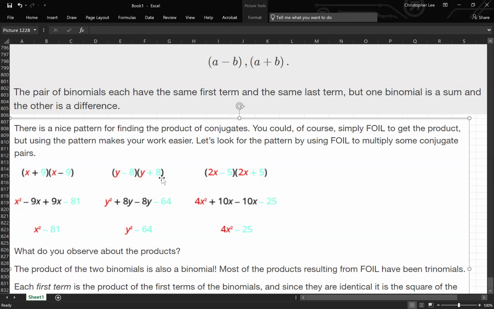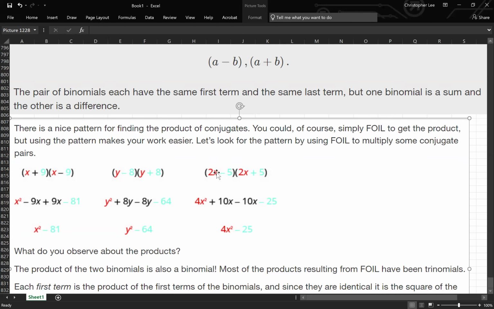y minus 8 times y plus 8. Do the same thing. y times y, y squared, y times positive 8, 8y. -8 times y is going to give you a -8y. -8 times positive 8 gives you a -64. Combining like terms, what do we get? y squared minus 64. All right.